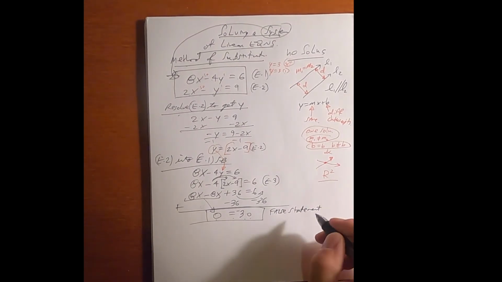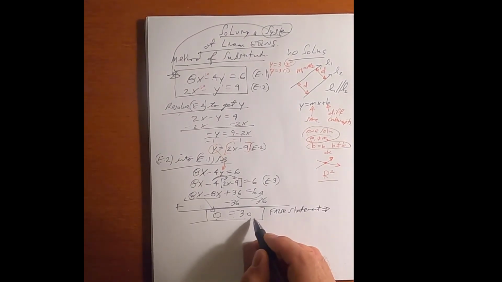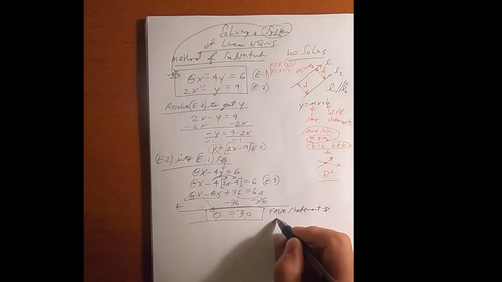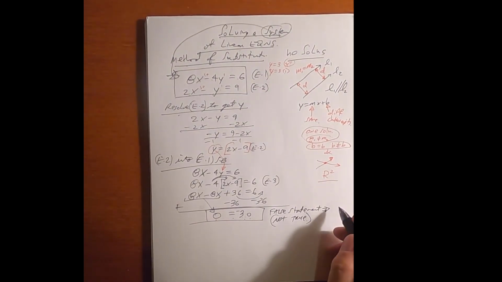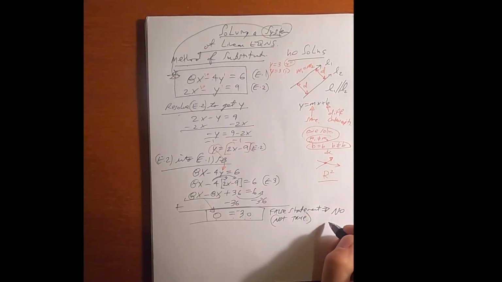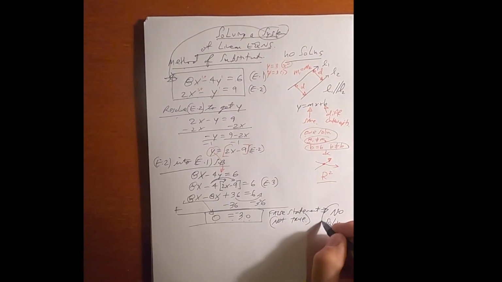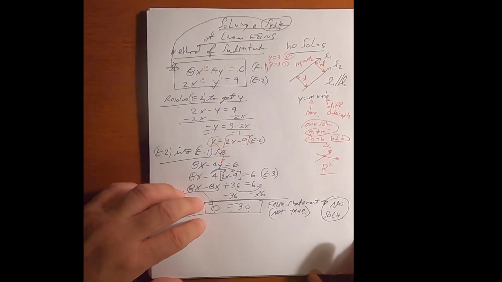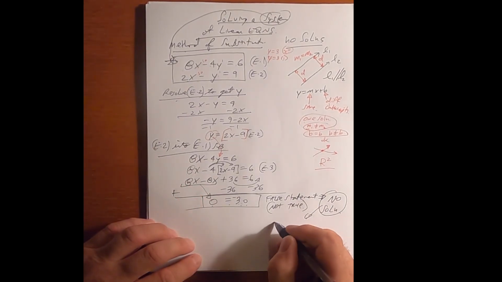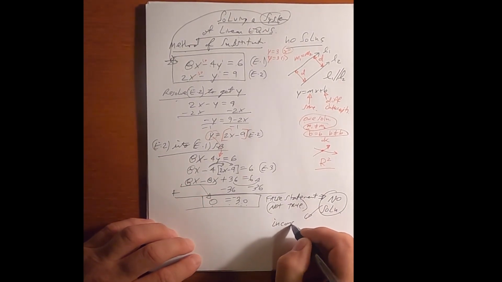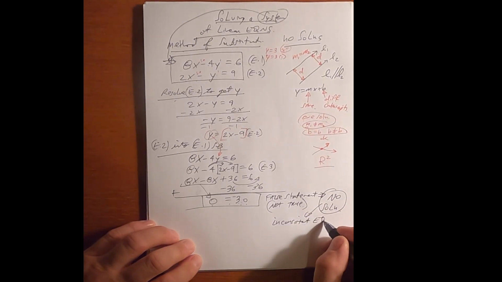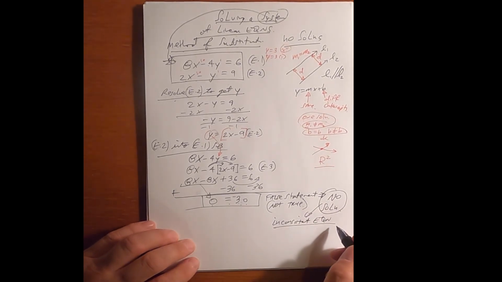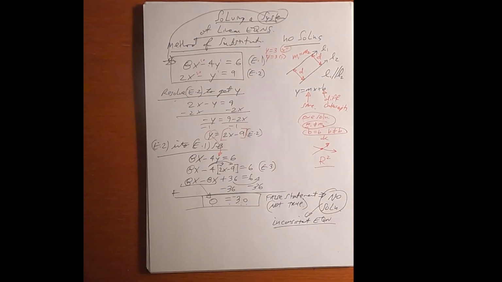When you get a false statement, something that is not true, that means there's no solution. That's what that means. Since you have no solution, this is called an inconsistent equation. Inconsistent because there are no solutions.